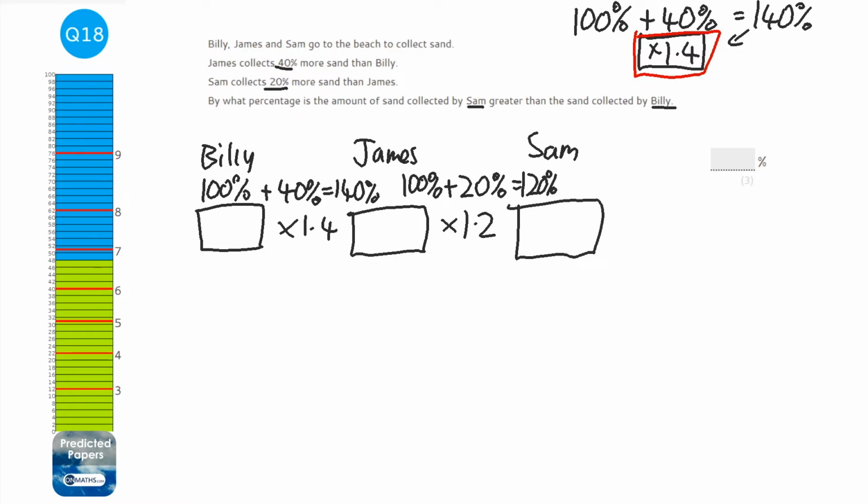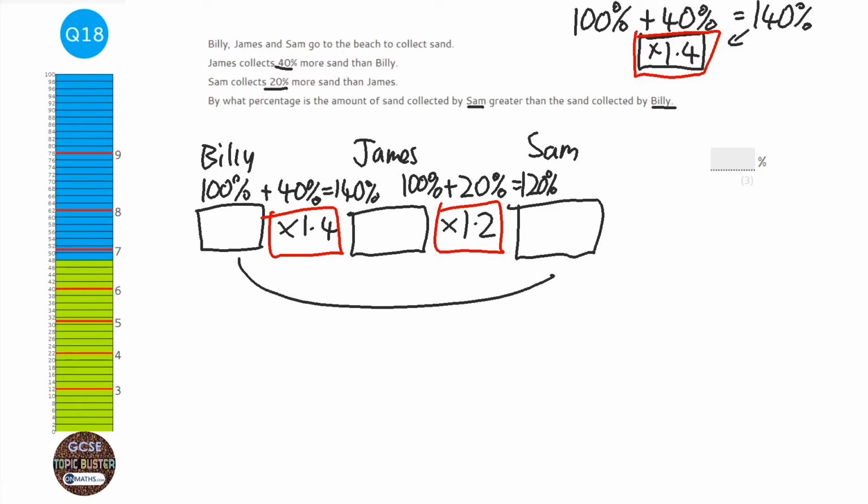Now the problem is we don't know what the amount is, but we do know what we're going to do to it. We're going to times 1.4, then times 1.2. So if we get our calculator, or if it's a non-calculator paper, then you have to do this the long way. I type in 1.4 times 1.2, and that will tell me in total what I'm timesing Billy's by to get straight to Sam's. Like so. The answer to that is 1.68.